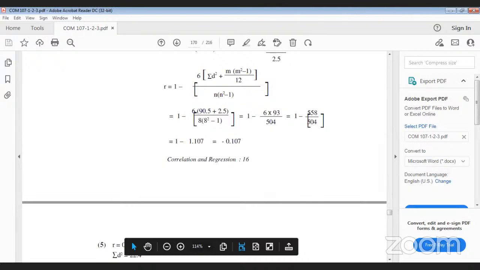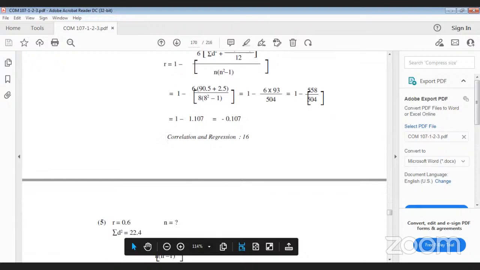Then there is also a fifth question given for you here. The numbers are given for you here. The coefficient of rank correlation between marks in two subjects obtained by a group of students is 0.6. If the sum of the squares of the differences in the rank is 22.4, then find out the number of students in the group here.